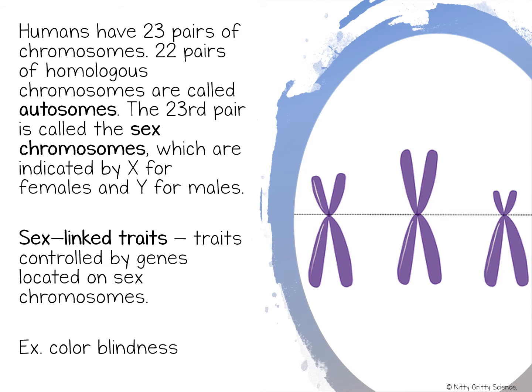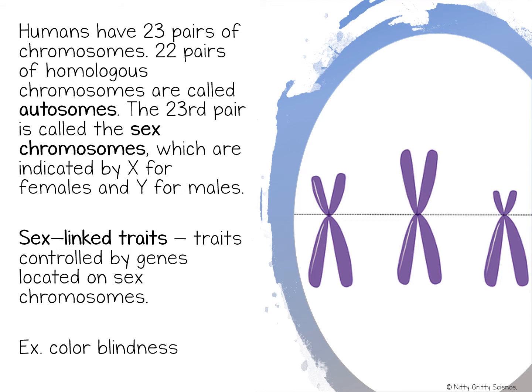Genes for some human traits are carried on the sex chromosomes. Genes on the X and Y chromosomes are often called sex-linked genes because their alleles are passed from parent to child on a sex chromosome. Traits controlled by sex-linked genes are called sex-linked traits. One sex-linked trait is red-green color blindness. A person with this trait cannot distinguish between red and green.